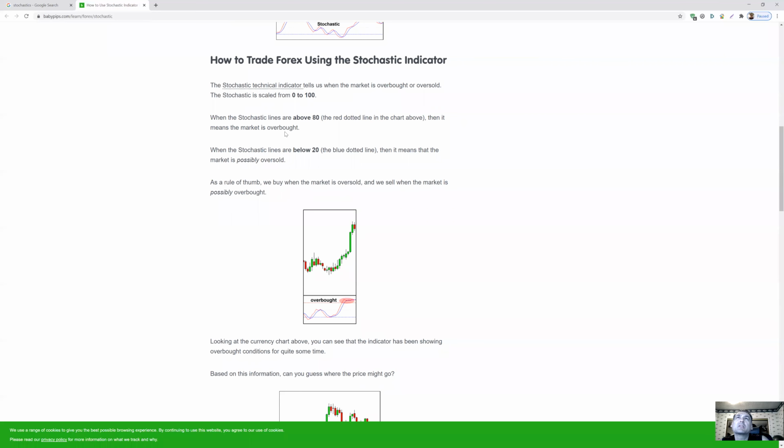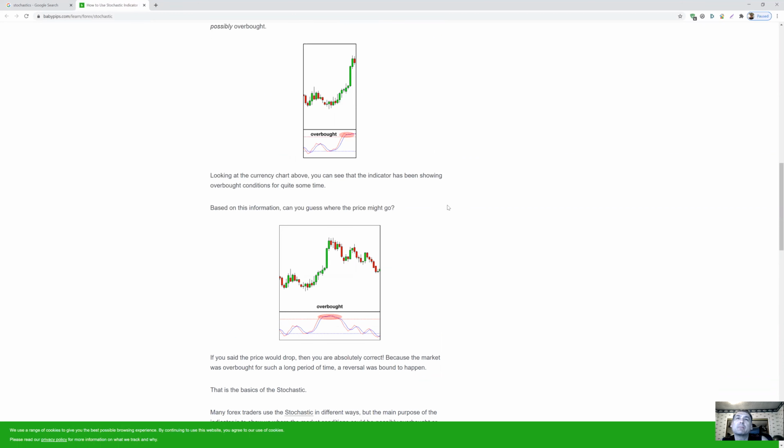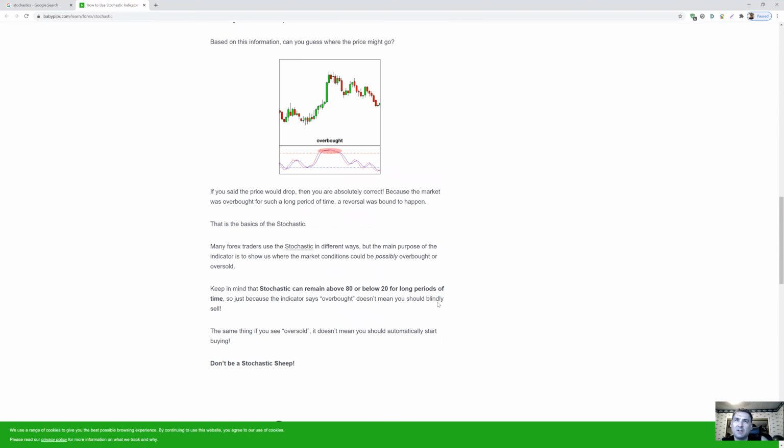See on this one, the stochastics line over 80 is overbought, 20 is oversold. But I even like 90-10, that's extreme levels. And right here, and then it took off down. So stochastics can remain above 80 or below 20 for long periods of time. So just because the indicator is overbought doesn't mean you should blindly sell. Same thing for oversold.